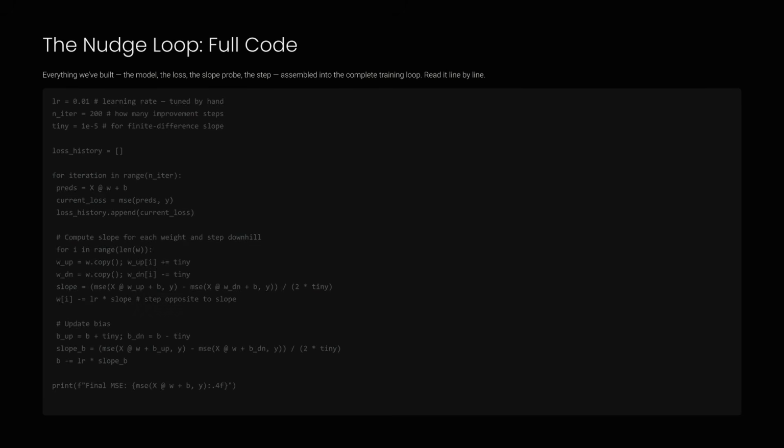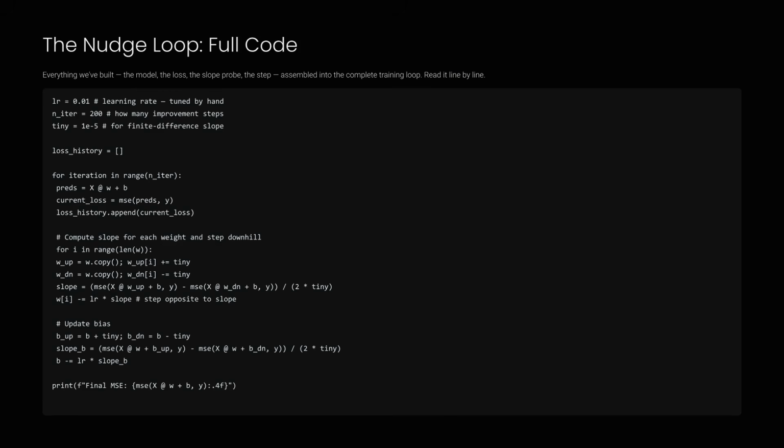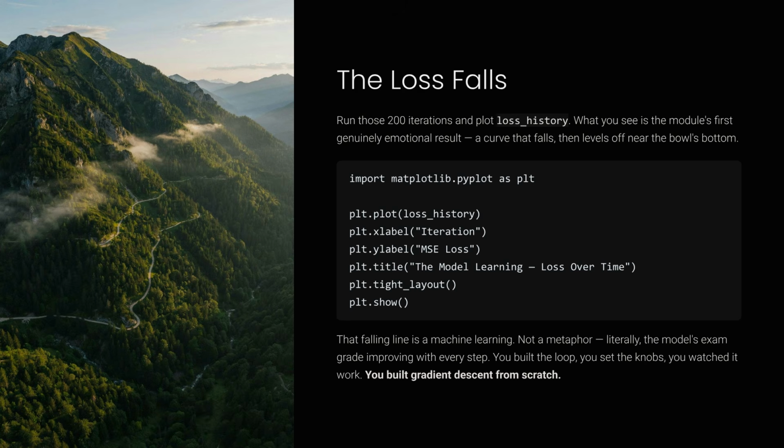Read this code line by line to see how the model, the loss, the slope probe, and the optimization step come together. Running those 200 iterations produces our first emotional result, a loss curve that drops and then levels off. This line isn't a metaphor. It is the model's performance improving step by step. You just built gradient descent.